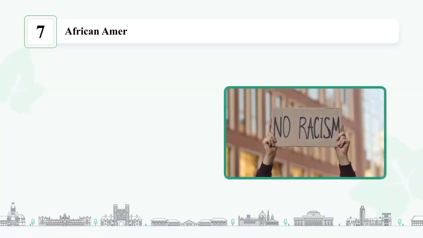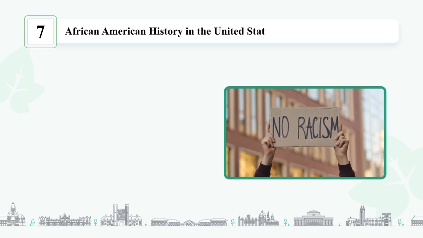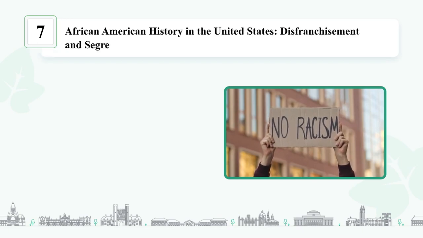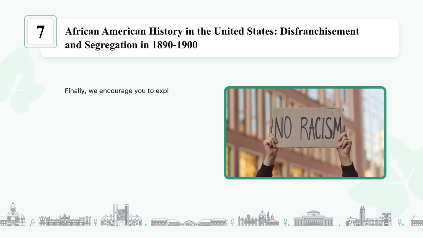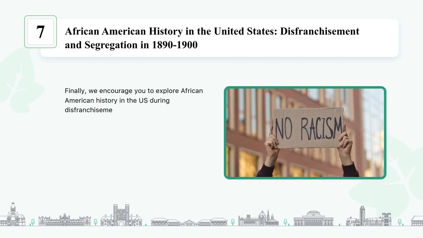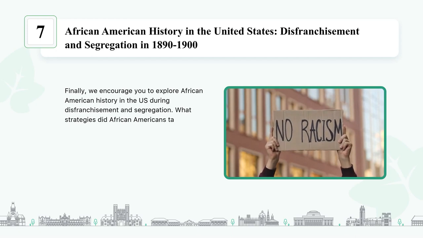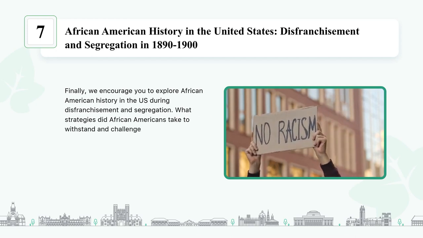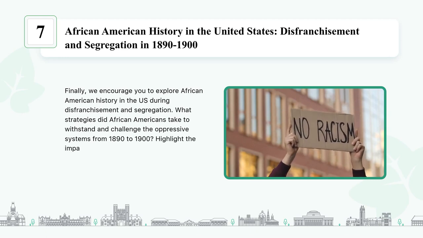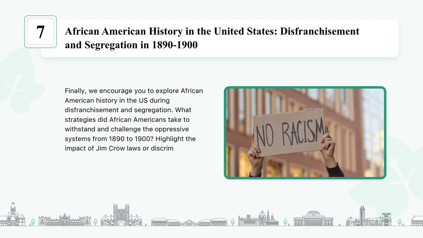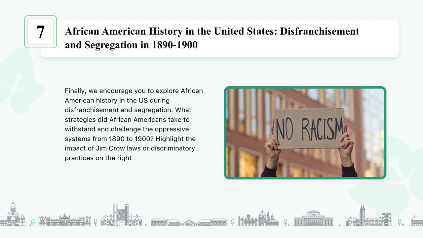African American history in the United States, disfranchisement and segregation in 1890 to 1900. Finally, we encourage you to explore African American history in the U.S. during disfranchisement and segregation. What strategies did African Americans take to withstand and challenge the oppressive systems from 1890 to 1900? Highlight the impact of Jim Crow laws or discriminatory practices on the rights of African Americans.